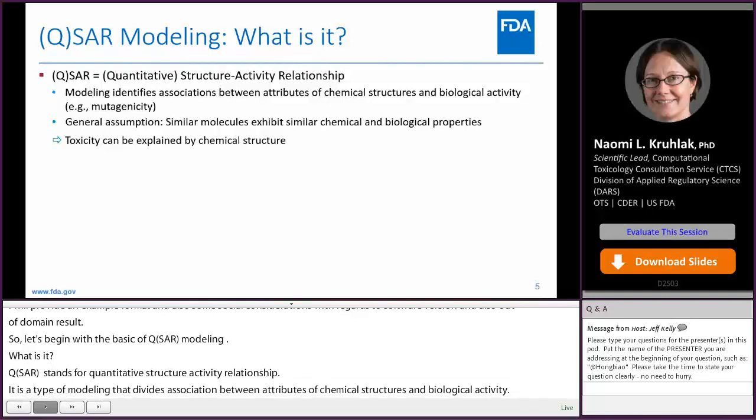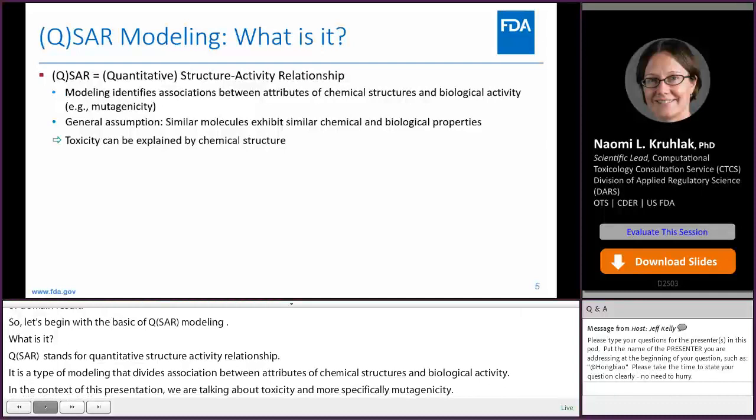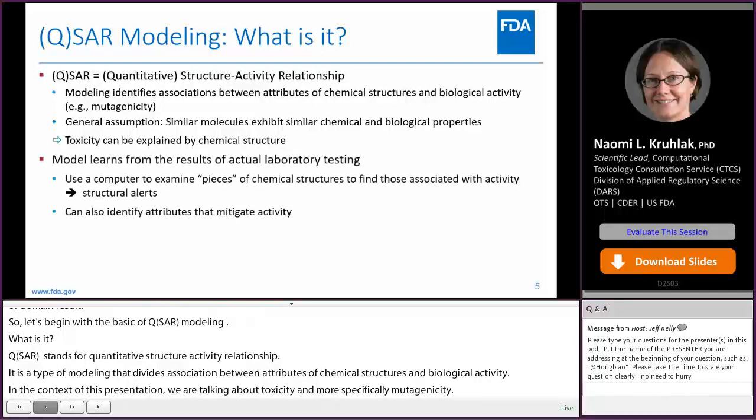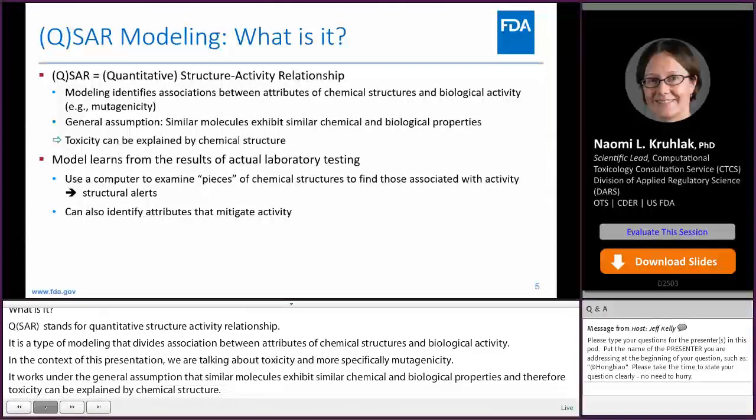It works under the general assumption that similar molecules exhibit similar chemical and biological properties, and therefore that toxicity can be explained by chemical structure. The modeling process itself learns from the results of actual laboratory testing. So we use a computer to examine a data set of chemicals that have already been tested in the assay that we're trying to build a model for, to identify pieces of those chemical structures that are statistically associated with a positive response in that assay. And those pieces are then labeled as structural alerts.